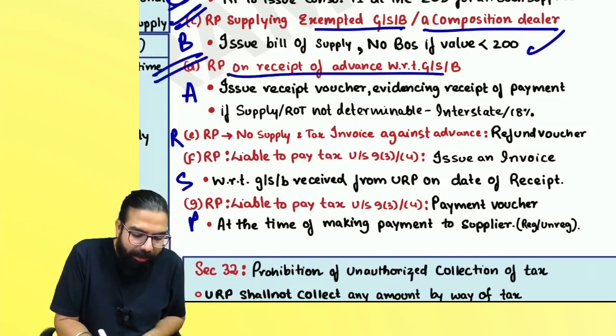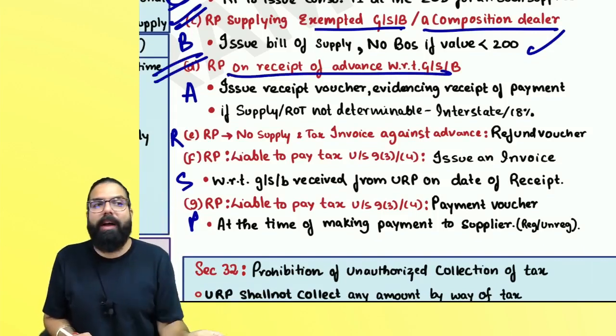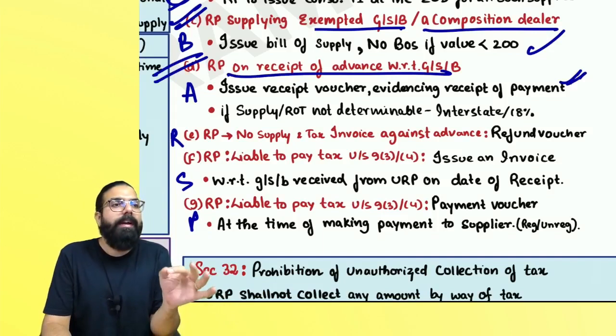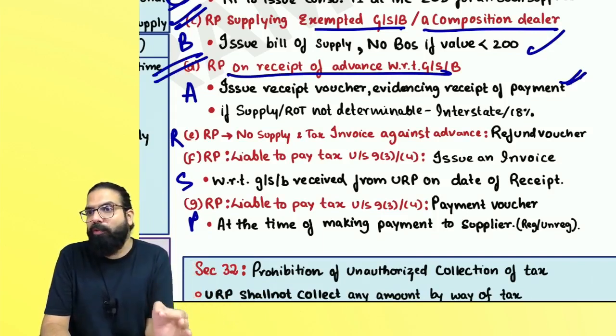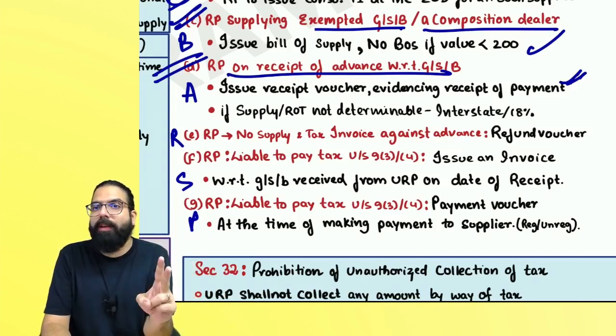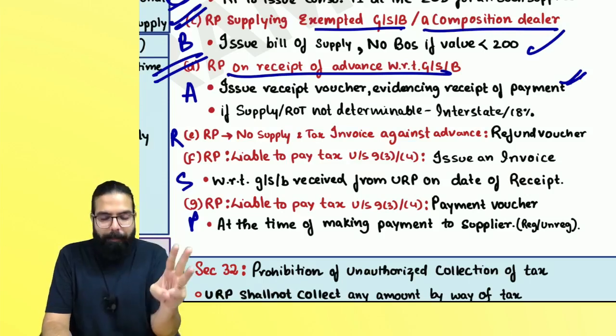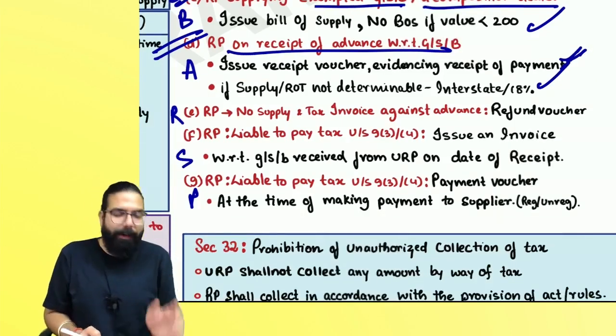Sir, if I receive an advance, for evidencing the advance I should issue a receipt voucher. If you don't know the supply, always treat it as interstate and pay IGST at the rate of 18%.